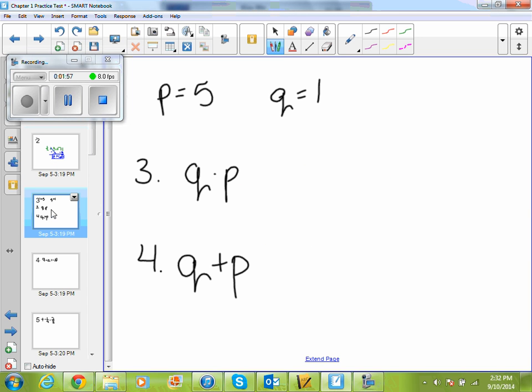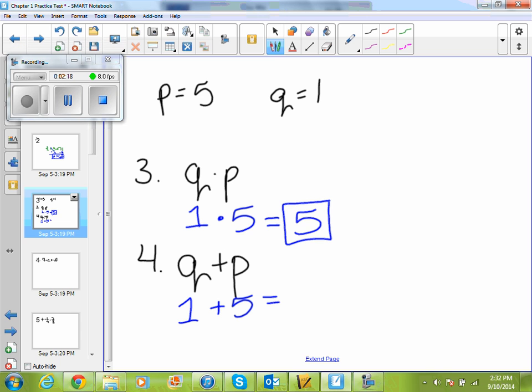If we look at number 3, we're asked to evaluate the following if P equals 5 and Q equals 1. So number 3 is Q times P. So Q is 1, P is 5, so 1 times 5 is 5. We do the same thing down here. Q is 1, P is 5, and we're adding them. So that would give me 6. Okay, so any questions on 3 or 4? Okay.